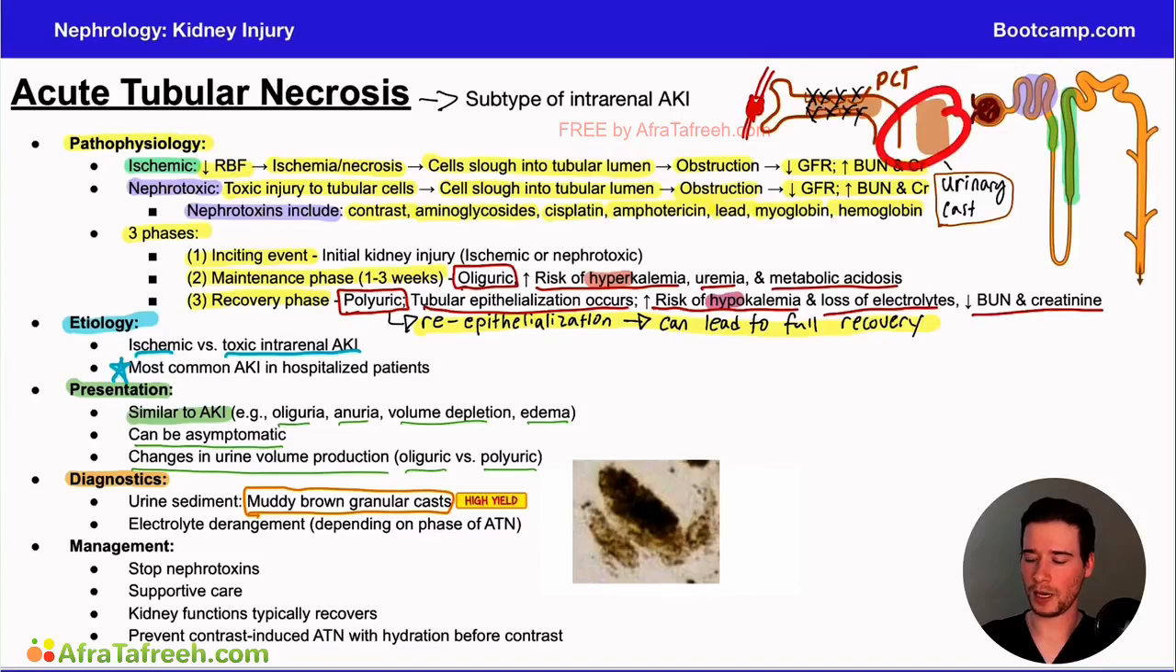So if this obstruction was right here in the PCT, it can actually make its way all the way down through the nephron and out into the urine. And then we can see that on the urine sediment as a muddy brown cast.